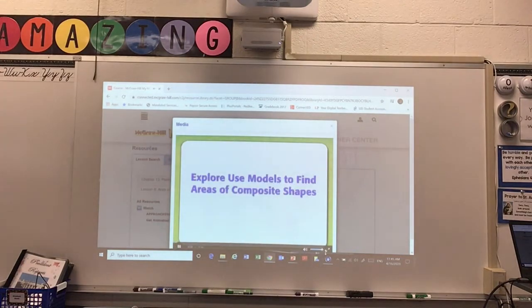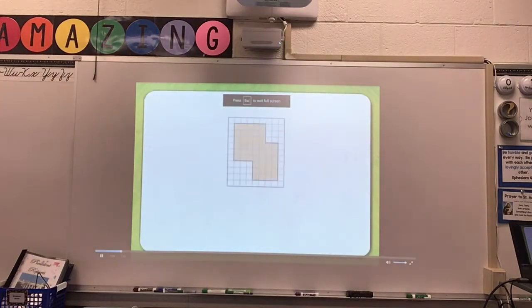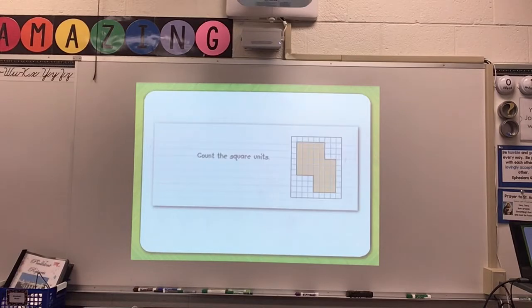Explore. Use models to find areas of composite shapes. You have used square units to find the area of rectangles and squares. You can also use square units to find the area of other shapes. For this shape, we need to find the area of the shaded region. One way is to count the square units. The shape shows that there are 48 square units.